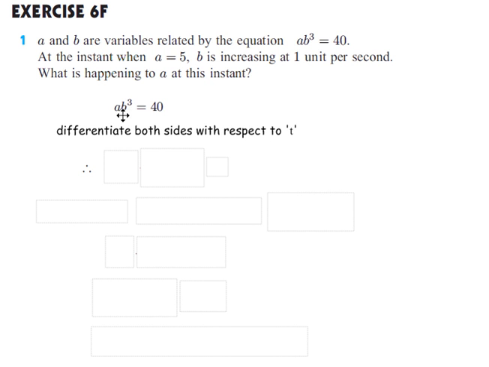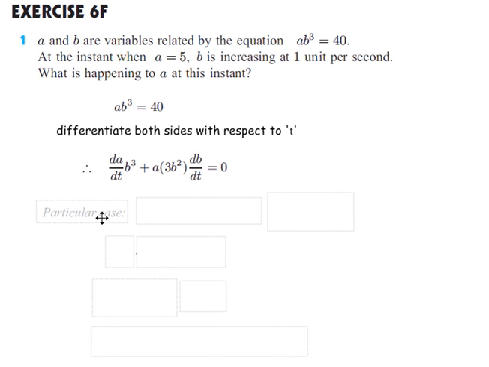Differentiating using the product rule, differentiate a becomes da/dt, and the b cubed is still part of the product. Then the a, you leave that alone. Differentiate the b cubed, we get 3b squared with db/dt. And differentiate a constant, you end up with 0.